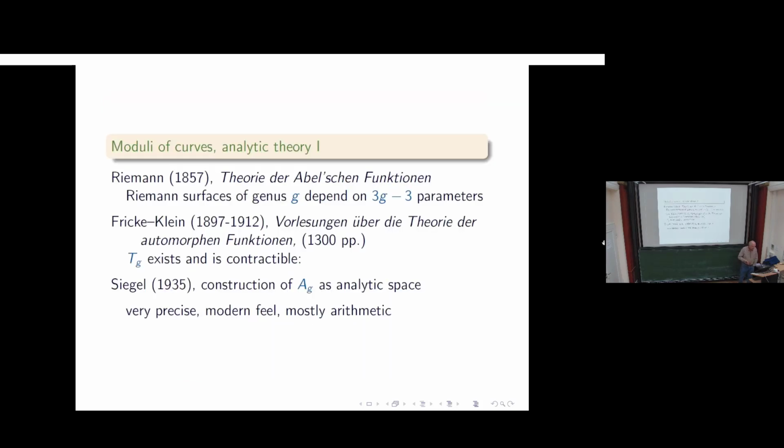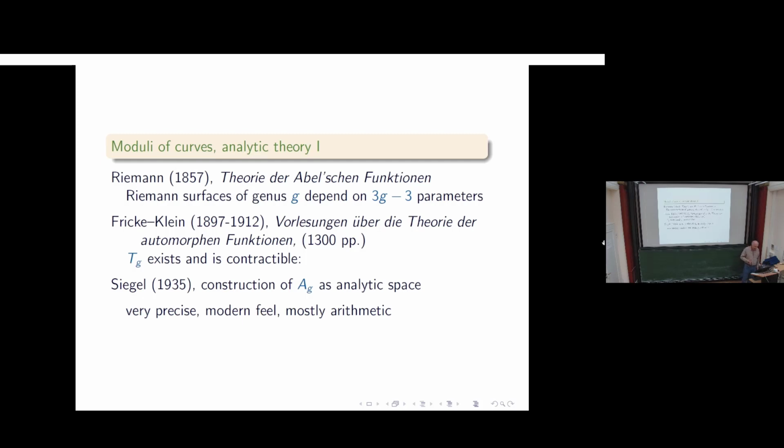Okay, so then let's continue. Now let's go back to some history. The moduli of curves, the analytic theory, started with Riemann's Theorie der Abelschen Funktionen, who just says that Riemann surfaces of genus g depend on 3g minus 3 parameters. That is a fairly easy constant count, and it is local.